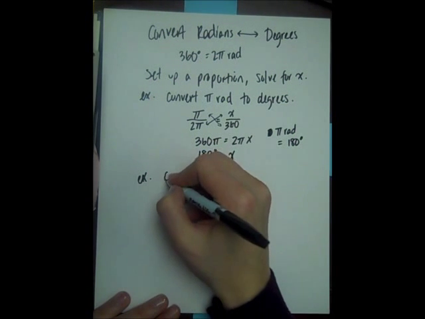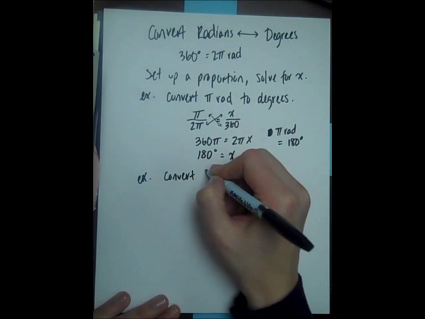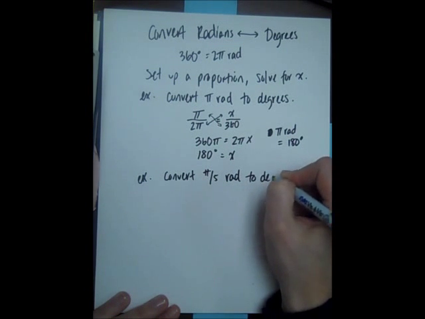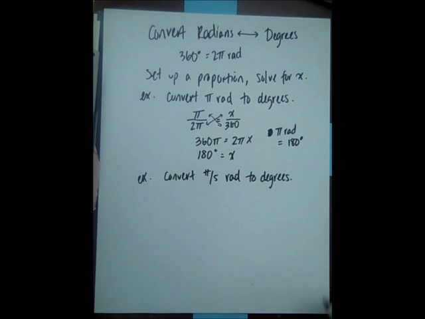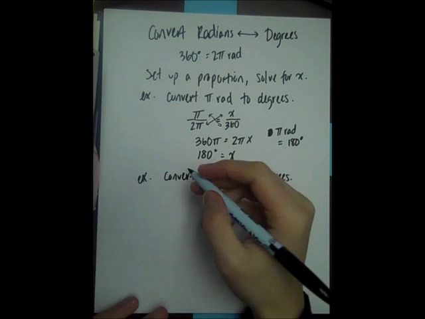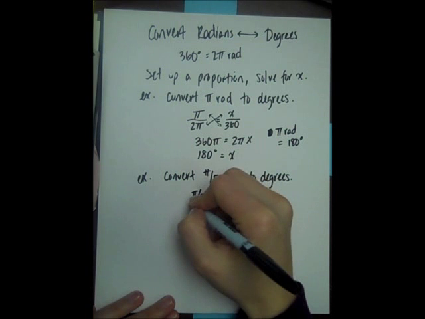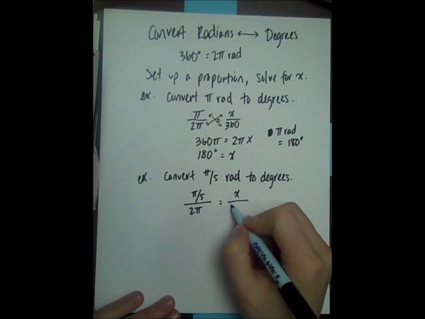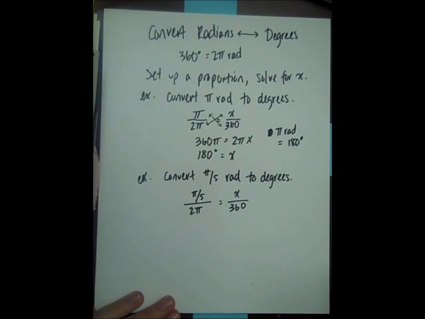Do another example. This time let's convert pi over 5 radians to degrees. So I gave you the radians yet again. I want to know how many degrees, so I set up the same proportion. So the number of radians that I was given over 2 pi is going to be equal to the number of degrees that I'm looking for over 360.